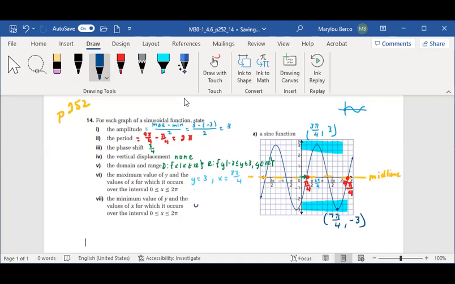So y equals negative 3, x equals 7 pi over 4.